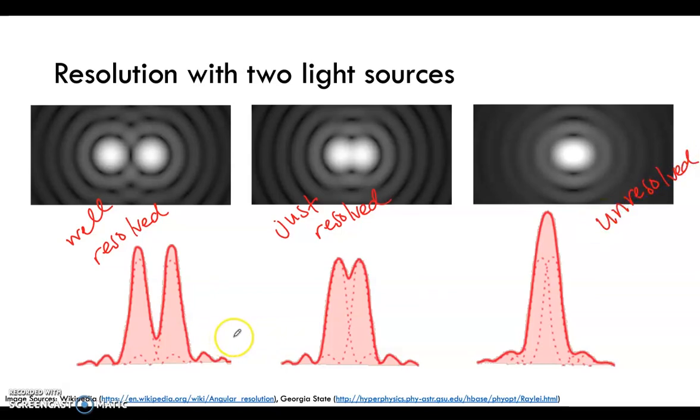And on the bottom here are graphs that represent the waves in the images above them. So this graph shows the waves of each individual light source and how they interact with each other. And this begins to open up the discussion to what we're mainly here to talk about, which is Rayleigh's criterion.